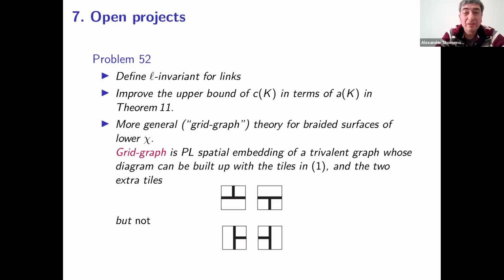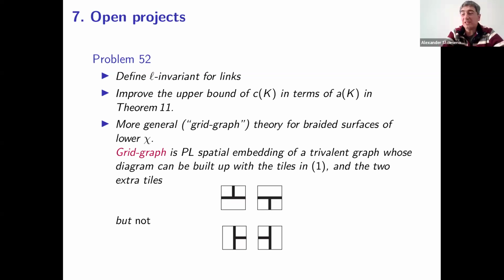And here are some simple directions of further research. I should emphasize that the L invariant so far really works only for knots. So you have to modify this somehow for links, so this remains work to be done. Then, as I mentioned, this problem to improve the upper bound of the crossing number in terms of the arc index, and then maybe the question, what do you do for braided surfaces of higher Euler characteristics?